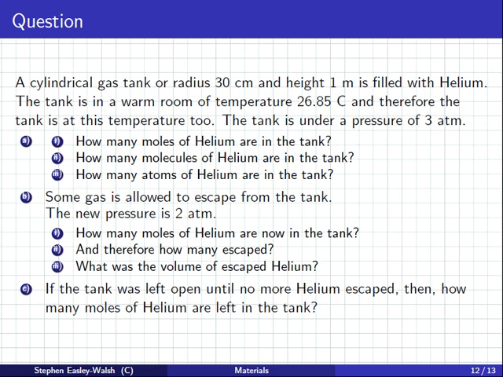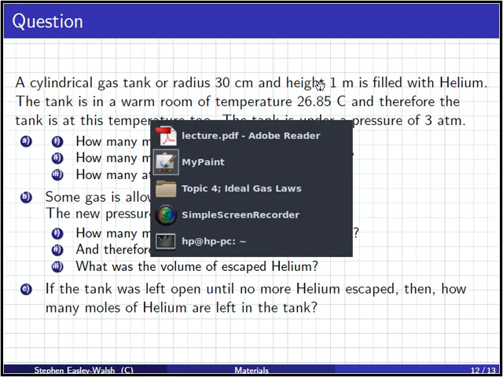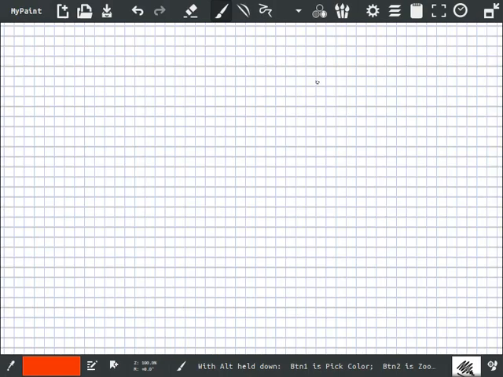Right, so we have a big example to do, but it's a good example because it covers really everything we need. So let's do this one together. A cylindrical, so what shape is that? So that's like this type of shape. Gas tank of radius 30 centimeters and height 1 meter is filled with helium. So let's draw that to get started for our problem.